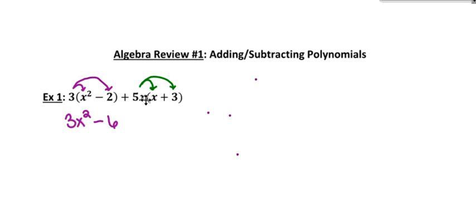I'm going to distribute the 5x to the x to get 5x squared. And I'll distribute the 5x to the 3 to get 15x. And now that I've done the distribution, I'm going to go ahead and combine like terms. And I notice that I have a 3x squared and I have a 5x squared. There are no other x squared terms in that expression, so I'm going to go ahead and combine the 3x squared and the 5x squared to get 8x squared.